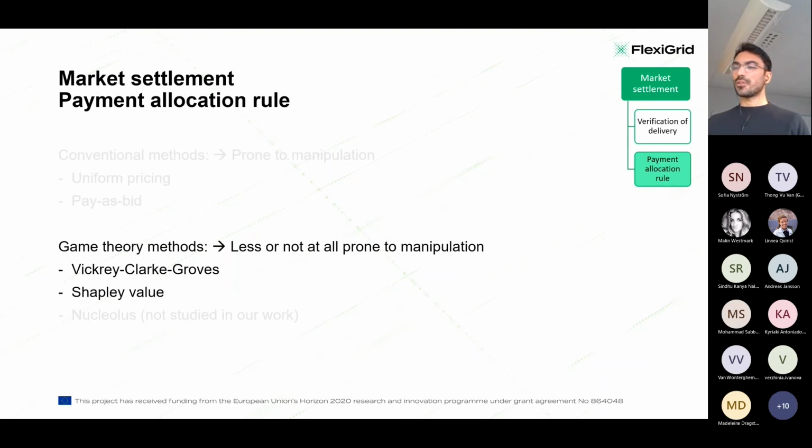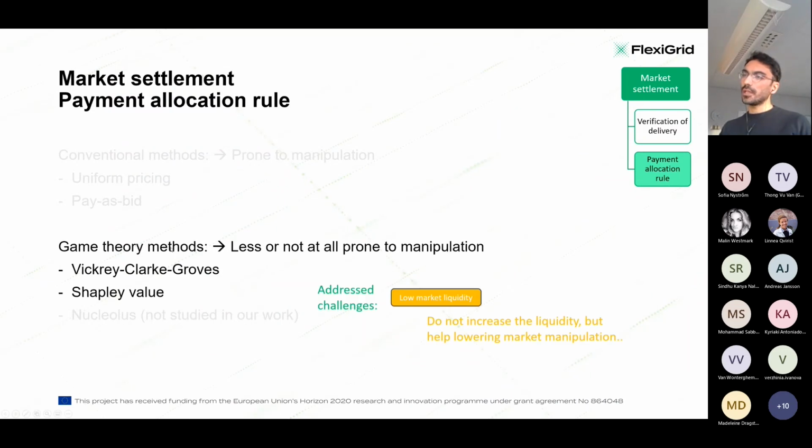I have some extra slides if you were interested to hear about it, but I will not get into details at the moment. Eventually, these are a bit less prone to manipulation because they are either strategy proof by design, or they are harder to manipulate because they are more complex, and also they depend on many different factors. So, yep.